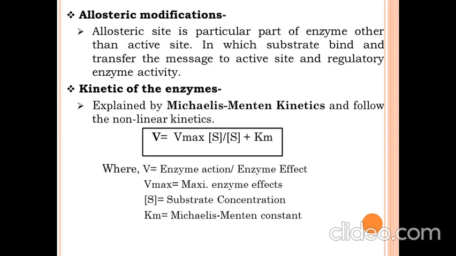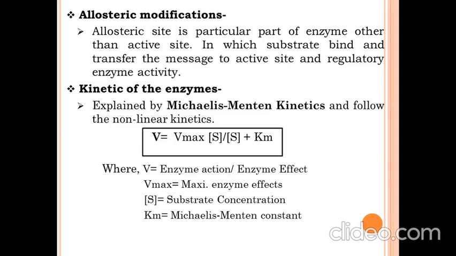Allosteric modifications. Allosteric site is the particular part of enzyme other than active site. It is very important. What is allosteric site? Allosteric site वह site होती है जो enzyme में another site होती है other than active site, in which the substrate binds and transfers the message to the active site and regulates the enzymatic activity. Means वह साइट जहां पर सबस्ट्रेट बाइंड करेगा और कुछ मैसेज ट्रांसफर होंगे एक्टिव साइट पे एंड फाइनली एंजाइम परफॉर्म द रेगुलेटरी एक्टिविटीज.